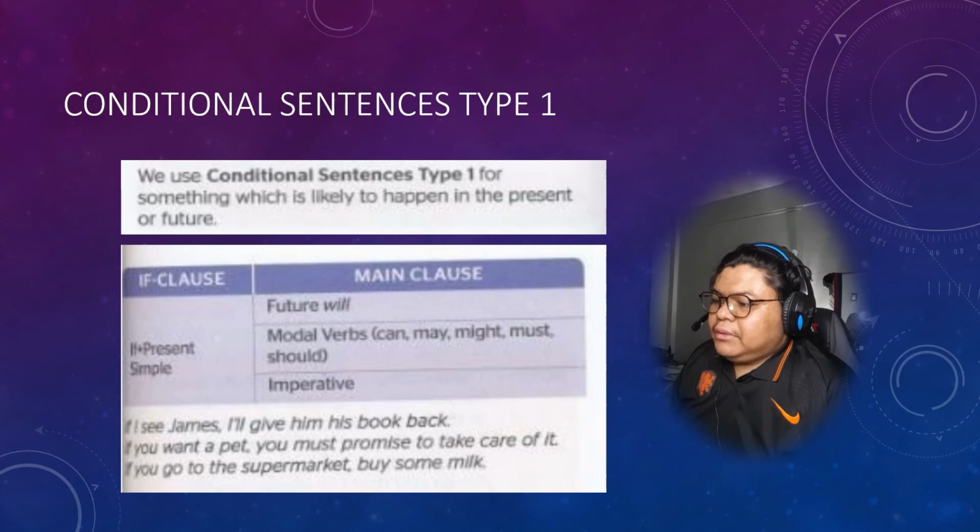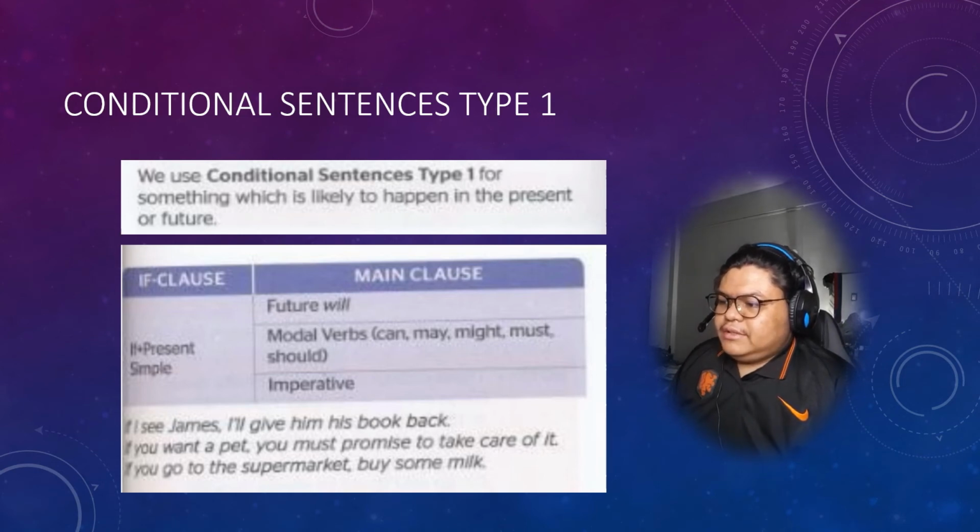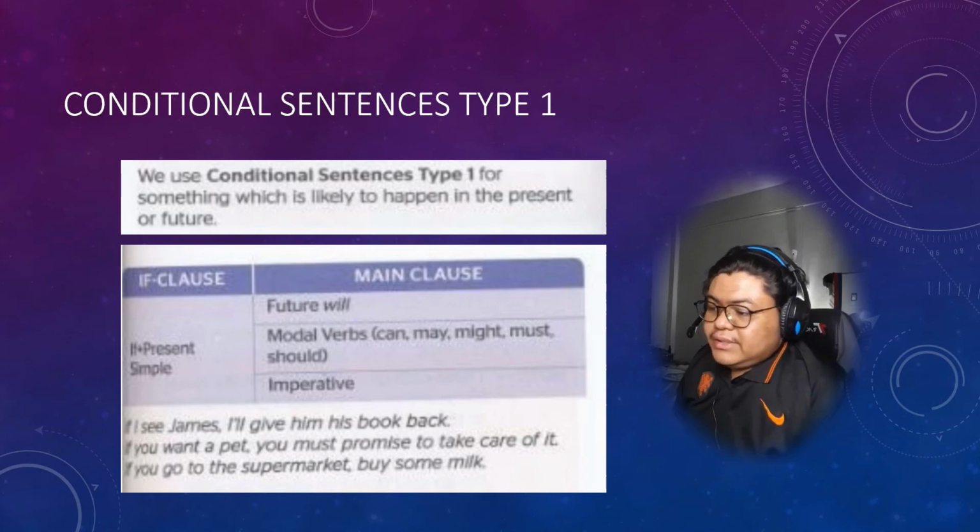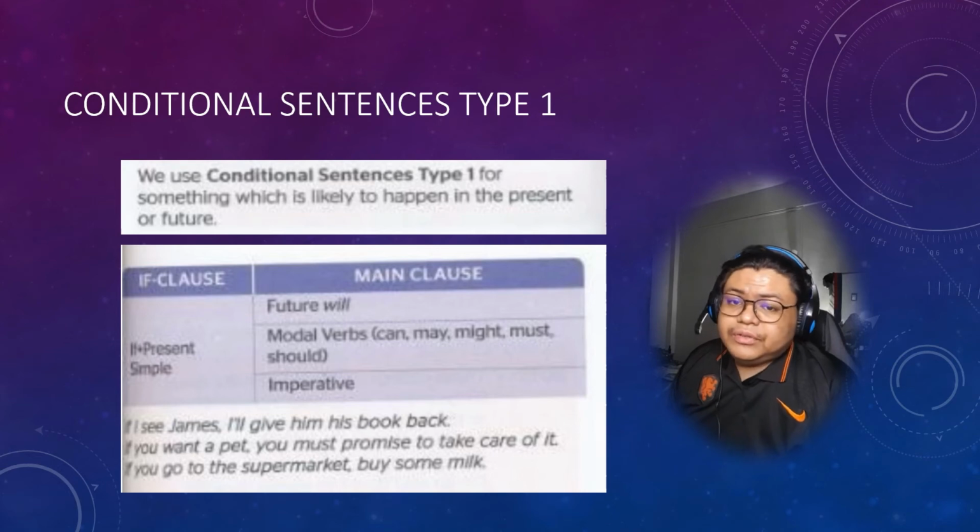Okay, so macam mana kalau kita guna modal verbs pula? Okay, if you want a pet, you must promise to take care of it. Must, modal verb dia dekat situ. Okay, and then last one, if you use imperative for the main clause, if you go to the supermarket, which is the if clause, buy some milk. So that is imperative lah, buy some milk. Tak ada pronoun kat situ pun. Just starting it with a verb. Right, so this is the first type.